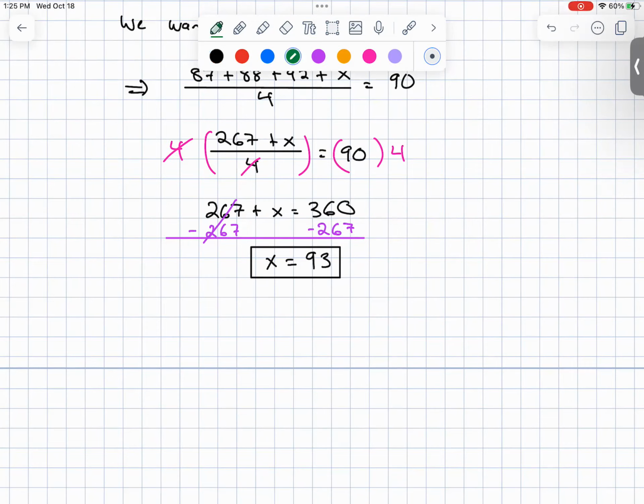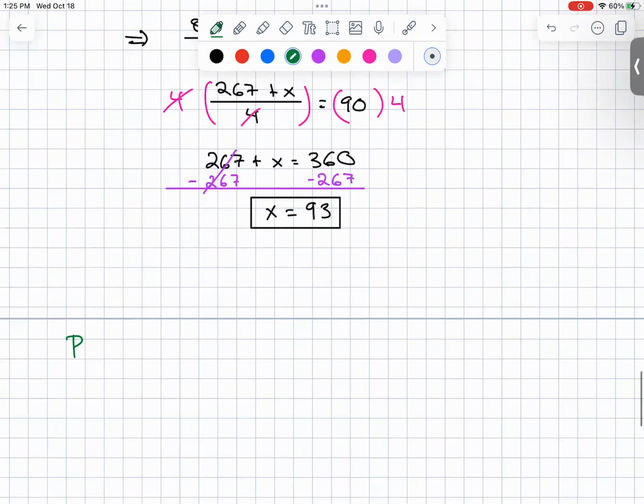But bonus question, so we're going to write this in all caps just to symbolize that this is going to be a fun question.